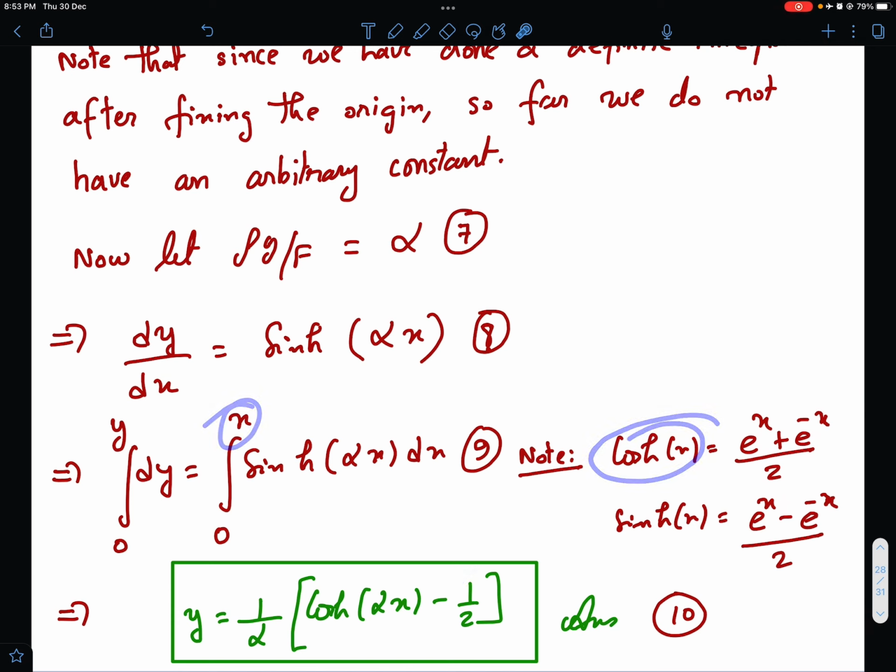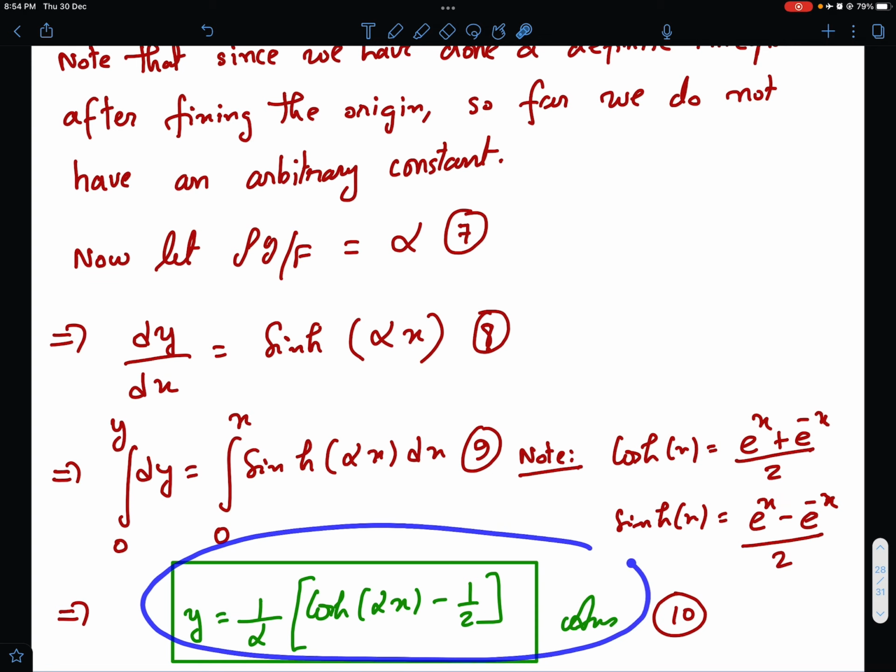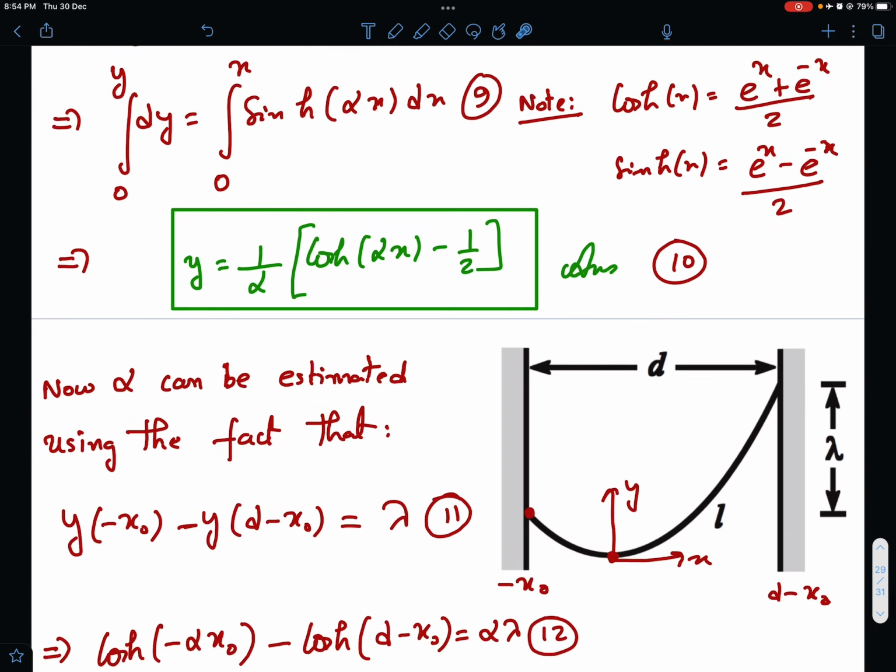At x equal to x, this is cos of alpha x, and at x equal to 0, this will be 1 by 2. E to the power 0 is 1, e to the power minus 0 is 1, and upon 2. So therefore I am getting a minus half. And this is our required equation, okay? And here if you see right now, alpha is still an unknown, which I need to estimate using the conditions of the problem, okay? But this is the general equation of the catenary. Alpha can vary from situation to situation, okay?